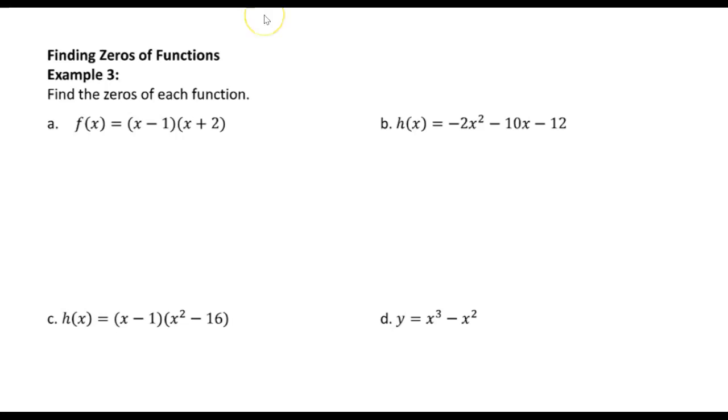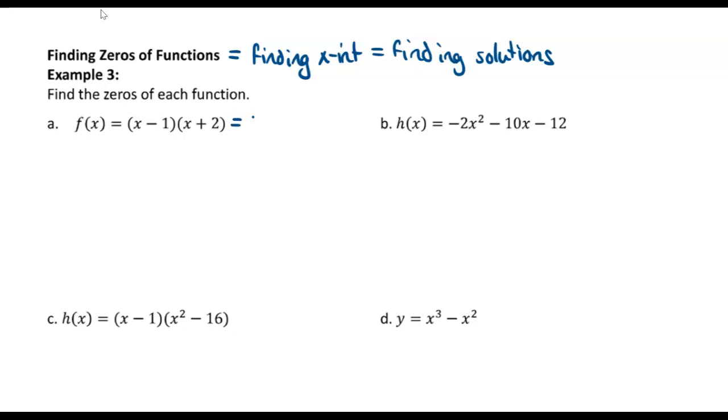All right, so in example 3, it says find the zeros of each function. This is really easy. When it says find the zeros, it's the same as finding the x-intercepts. It's the same as finding the solutions. And literally all you do is you set it equal to 0 and you solve.